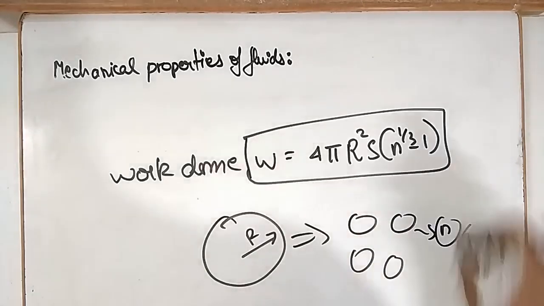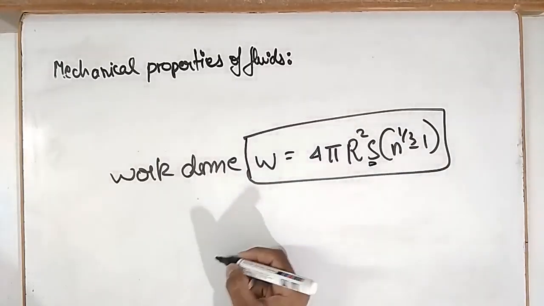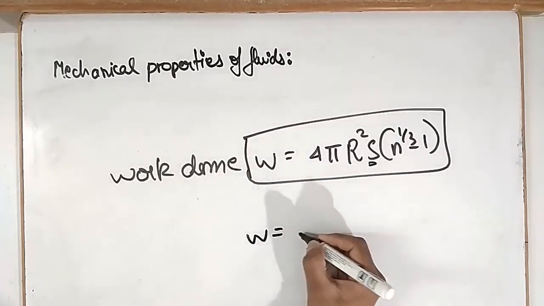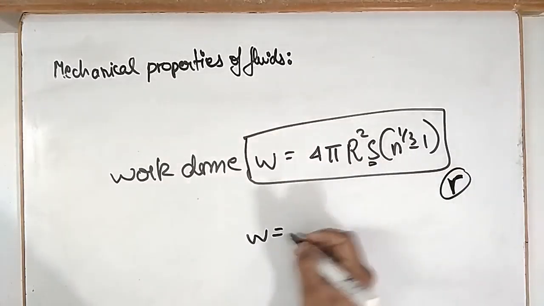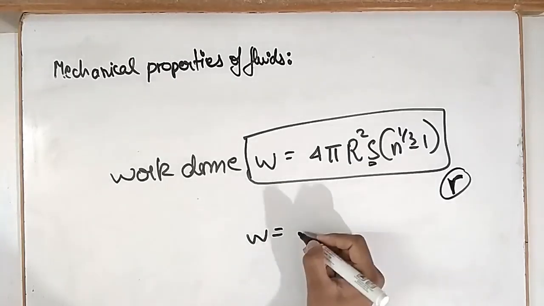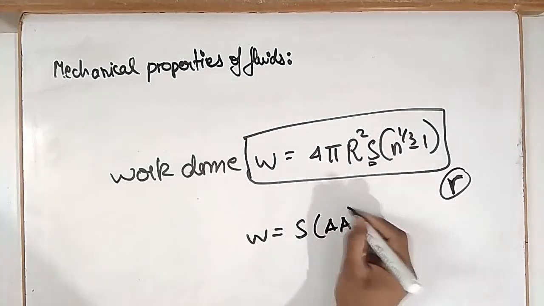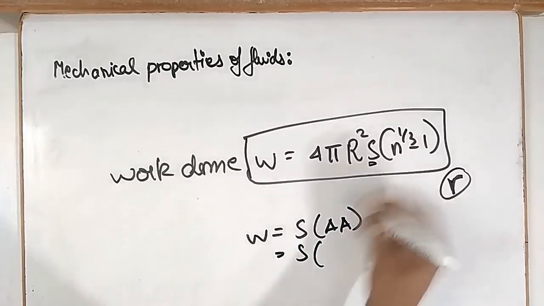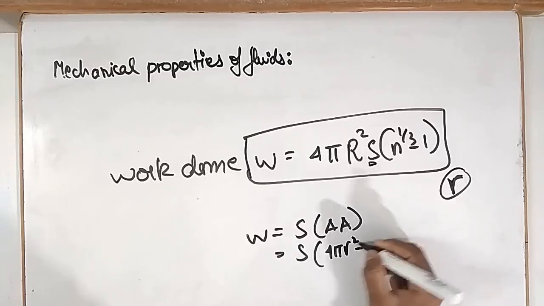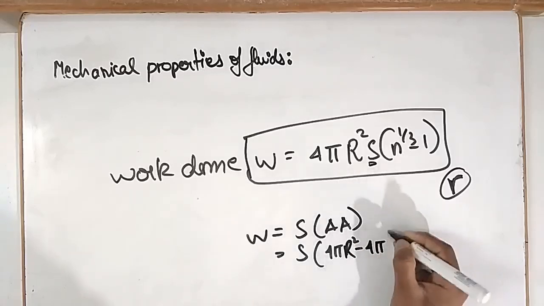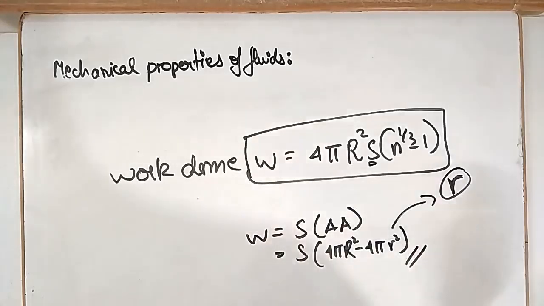Here S is the surface tension. Another way of writing this: if the small radius r is also given, then the work done is equal to the surface tension multiplied by the change in area, which can be written as surface tension into (n times 4 pi r square minus 4 pi R square), if the small r is given.